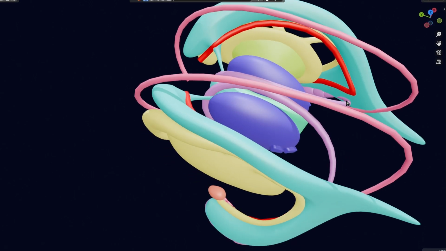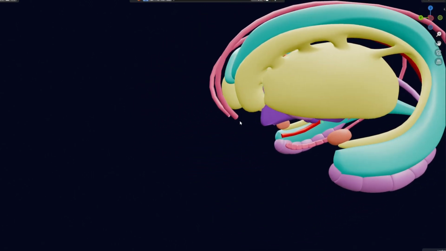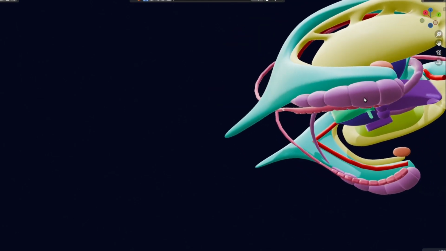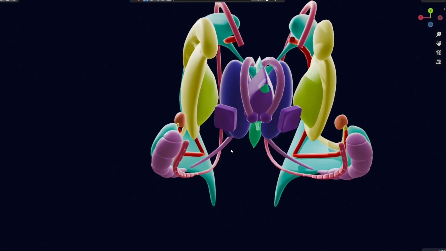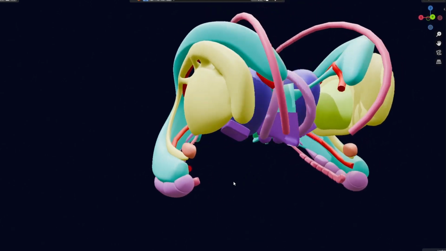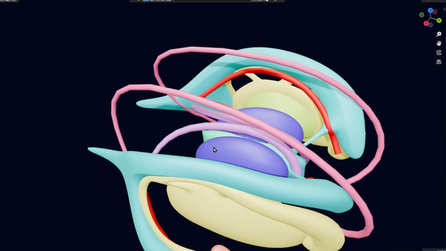And of course, we have this indusium griseum. And indusium griseum is connected with septal nuclei and other structures that I will not talk about in this lecture. That will become complicated for you to understand. I think it's already quite complicated, isn't it?